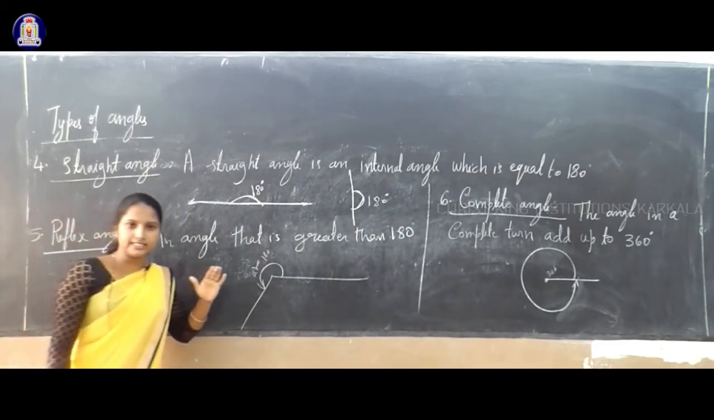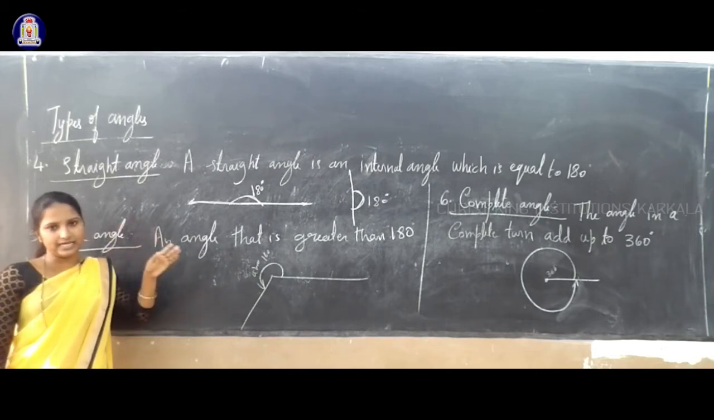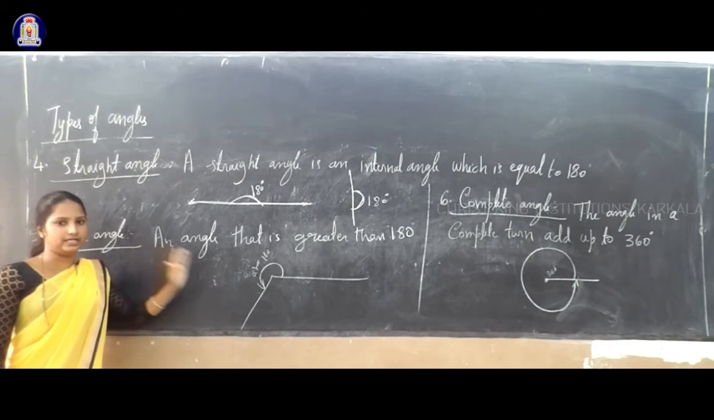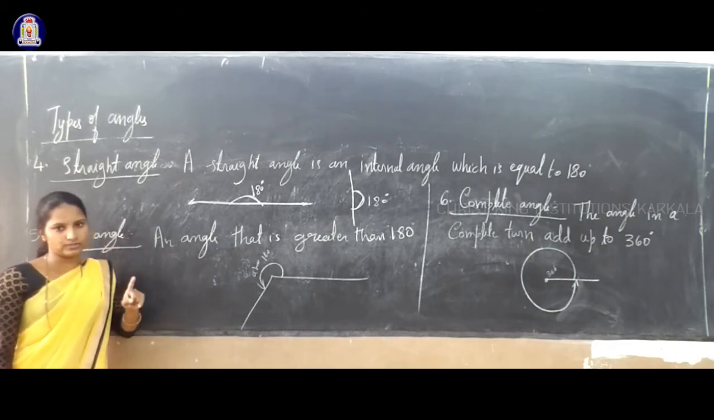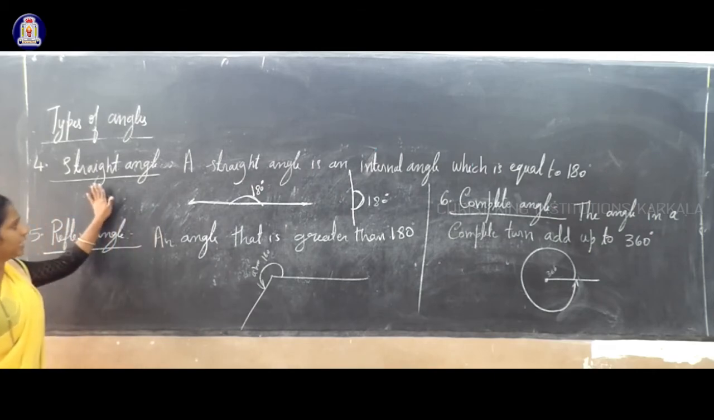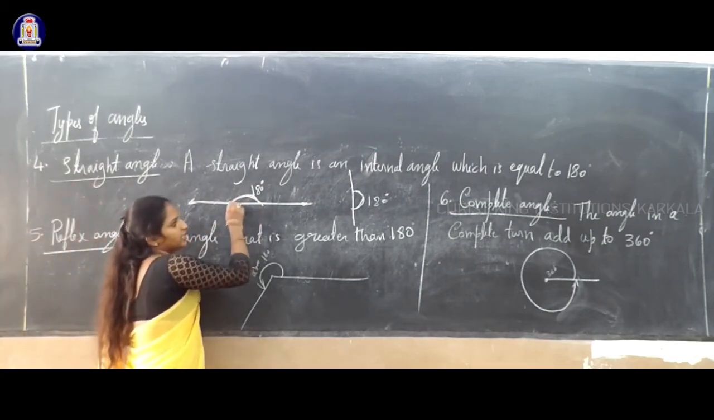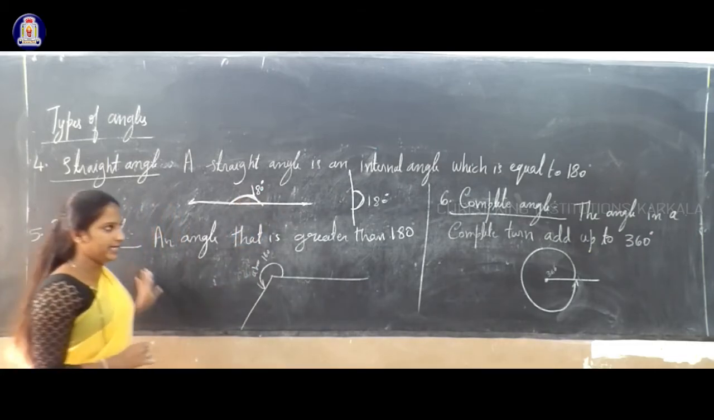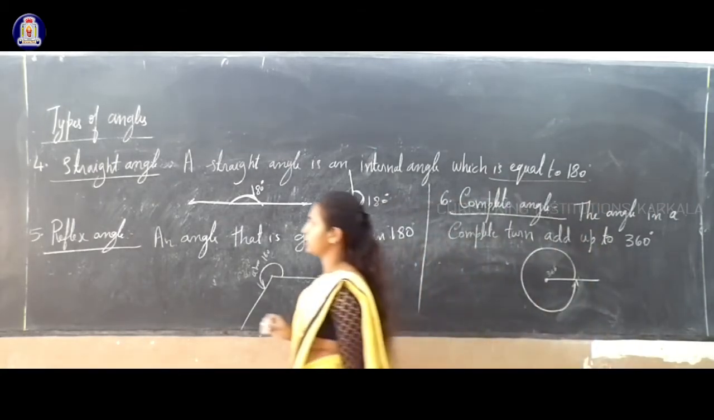Clear? A right angle is exactly 90 degrees. An acute angle is less than 90. An obtuse angle is in between 90 and 180, clear? Above 90, below 180, that is an obtuse angle. But what is a straight angle? The straight angle is an internal angle which is equal to 180 degrees. This is a straight angle.